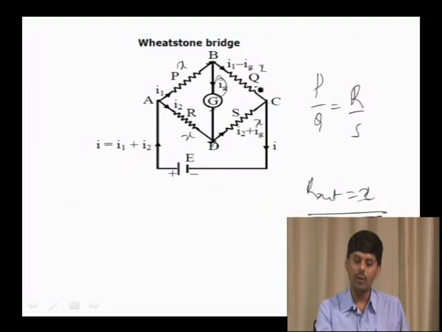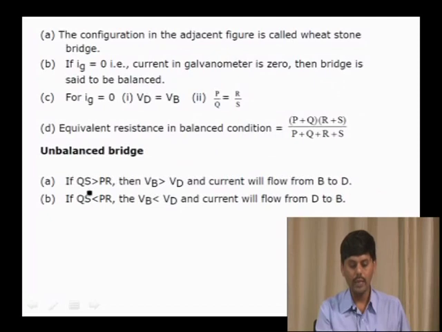See, this is the value of Q, this is the value of S. If you multiply these two, one thing, and multiply these two, the second thing, you observe this. If QS is greater than PR, then VB is greater than VD, and the current will flow from B to D. If QS is less than PR, then VB is less than VD, and the current flows from D to B. It is very important.